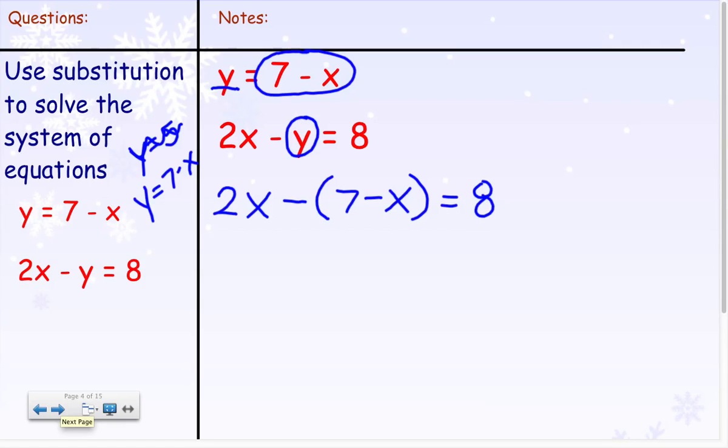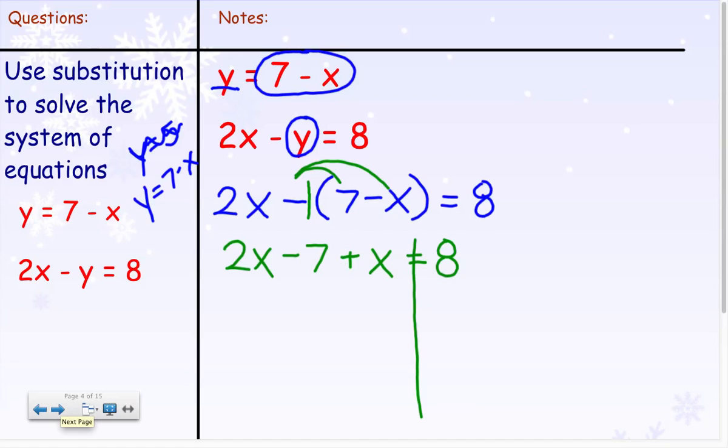Now the tricky thing about this one is that minus in the middle. I'm going to turn that into a -1, and then I'm going to distribute it. So I'm going to have 2x minus 7 plus x equals 8. Because -1 times 7 is -7. -1 times -x is positive x. Now I know I did this right if I only have one variable in my problem and I just have x's. The y's are gone, so I know that I did this correctly.